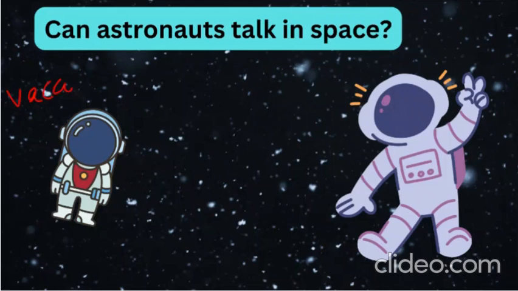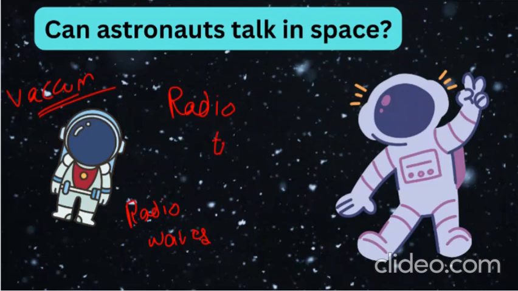Now what about space? We know that space is a vacuum, there is nothing there. How can astronauts speak there, correct? There is neither solid, nor liquid, nor gas. So basically they speak through radio waves. They have specialized radio transmitters, talking instruments, and through them, if this is the radio transmitter here, they will speak through here, and the other person can hear through that.